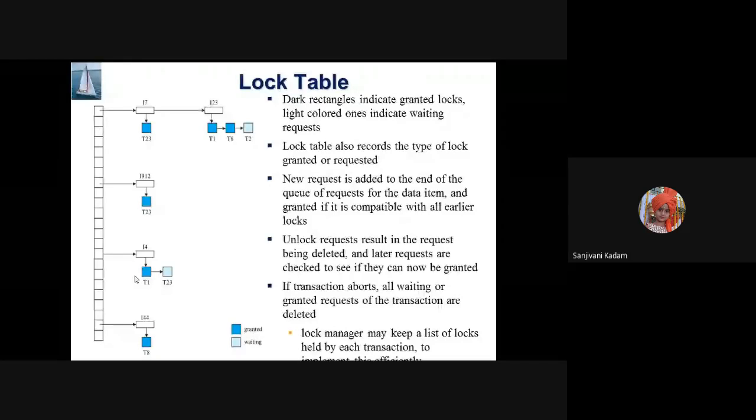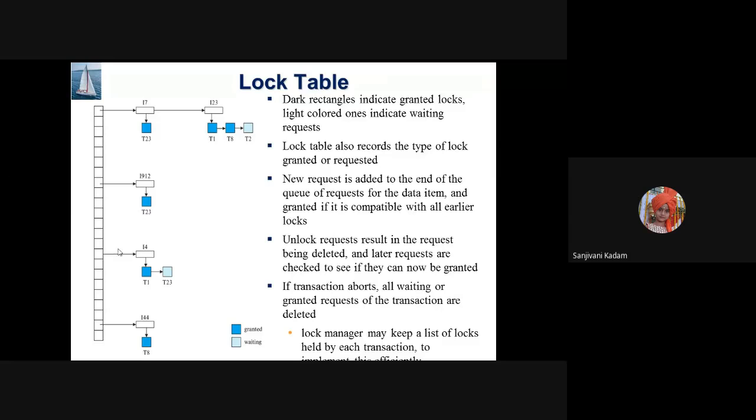this information. Next, whenever any new request is added, it will be added at the end of the queue for a data item and granted if it is compatible with all earlier locks. Okay, so right now consider T1 is having a shared lock and T8 requested a shared lock. Then in that case, T8 will be granted the request because this lock is currently compatible, and hence T1 and T8 both requests will be granted. And if T2 comes with an exclusive lock, then that will be kept waiting.